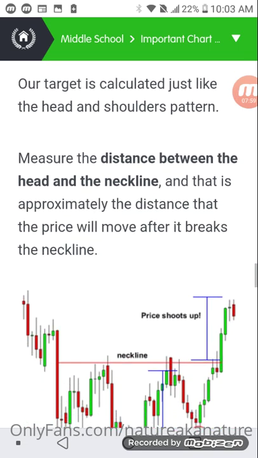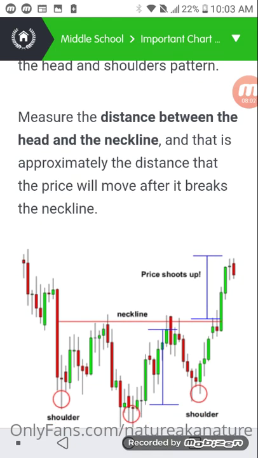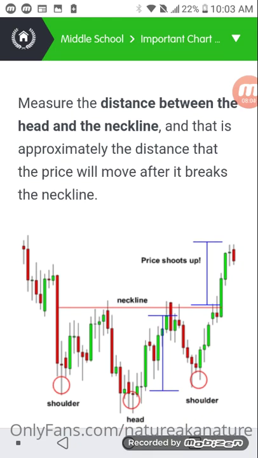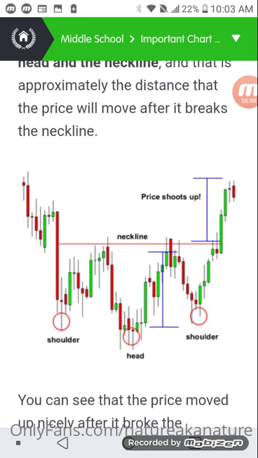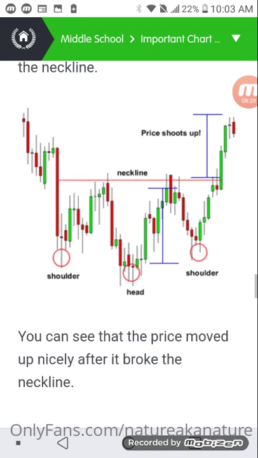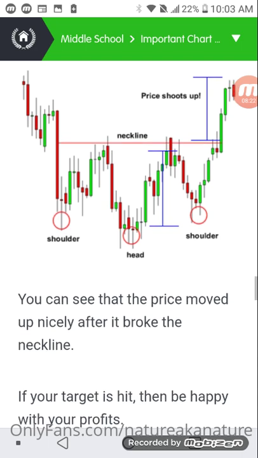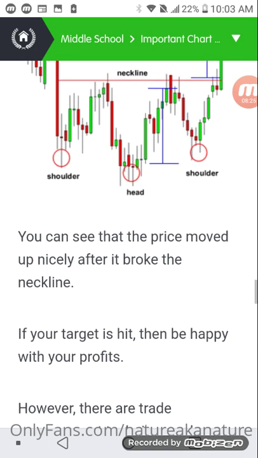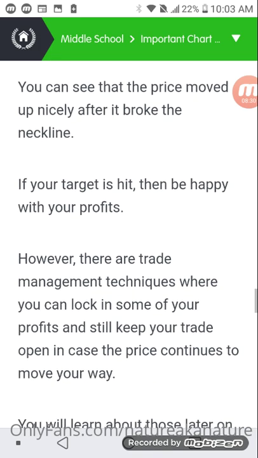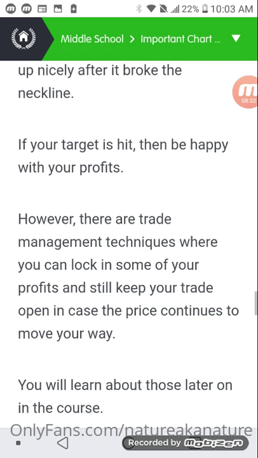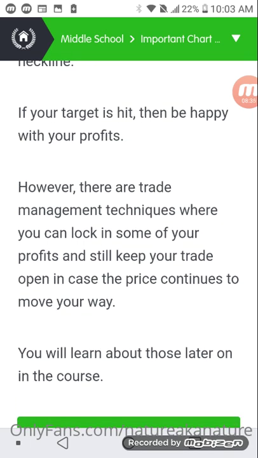Our target is calculated just like the head and shoulder pattern. We measure the distance between the head and the neckline, and this is approximately the same distance that price will move after it breaks the neckline. As you can see, price moves the same distance after it breaks the neckline. You can see that price moves up nicely after it broke the neckline. If your target is hit, then be happy with your profit. Don't be greedy. However, there are trade management techniques where you can lock in some profit and still keep your trade open in case price wants to continue and move your way.